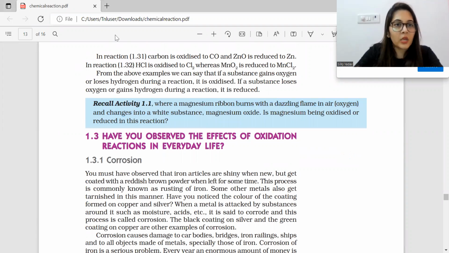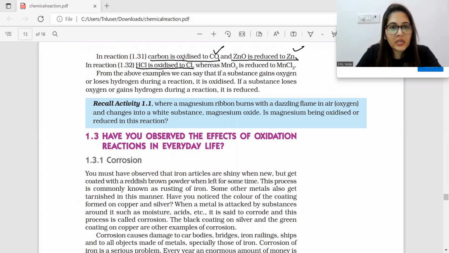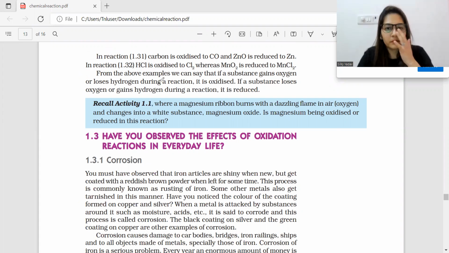Same thing is written here. Now, see, in reaction 1.31, carbon is oxidized to CO and ZnO is reduced to Zn, right? And HCl is oxidized to Cl2, whereas MnO2 is reduced to MnCl2 in the other part of the reaction.